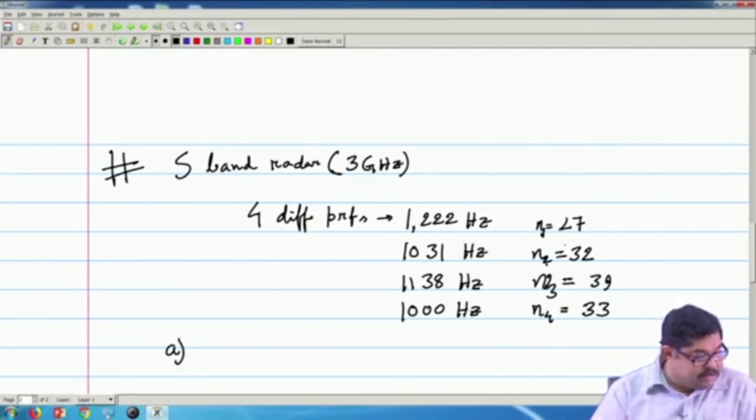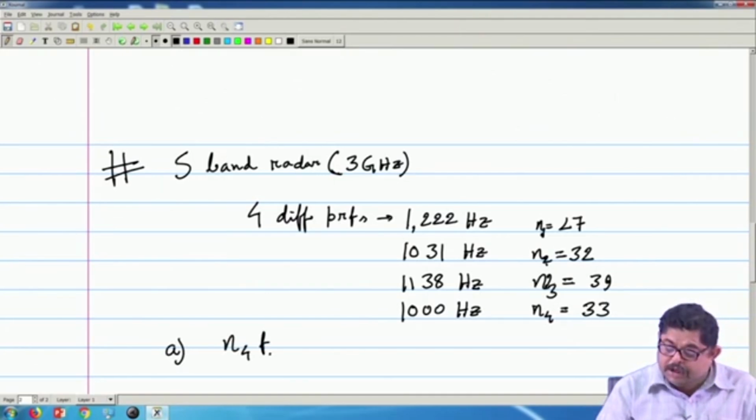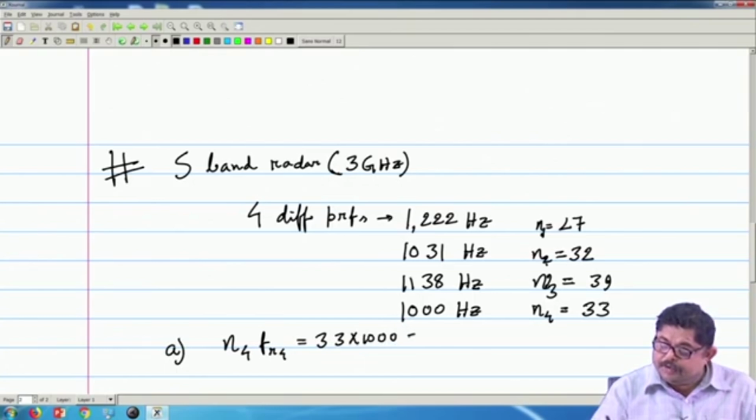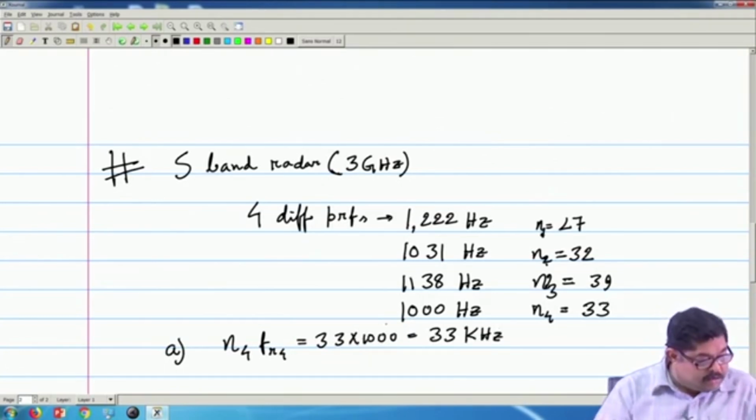these numbers are given. So, we can say that the first blind speed will occur at any one, let us say the last one, because there is 1000 here. So, the first blind speed occurs at the Doppler which is N4 FR4. So, that will be 33 into 1000. So, 33 kilohertz is that Doppler.